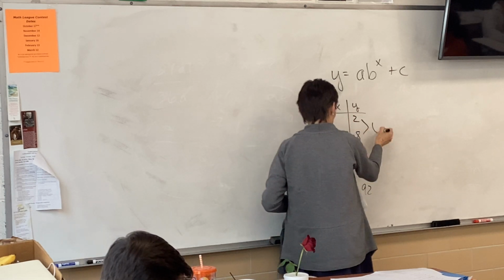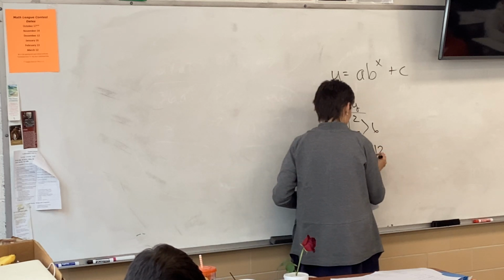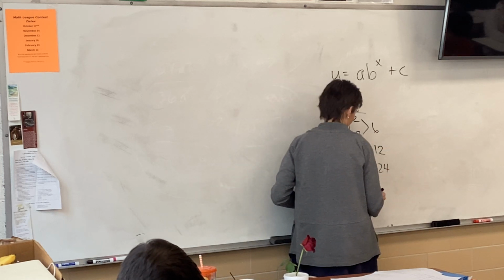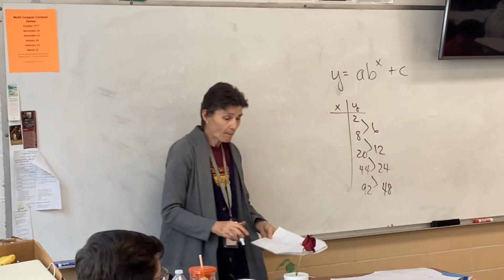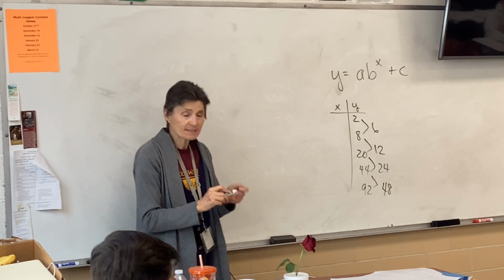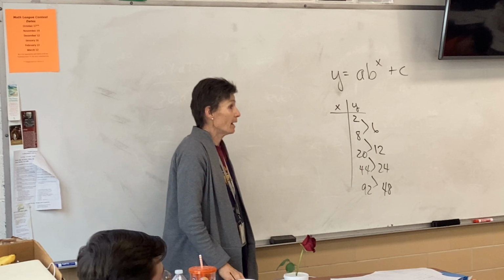Well, 8 minus 2 is 6. 20 minus 8 is 12. This one's going to be 24. And that one's going to be 48. Now, what's happening with those? Clearly, they are not the same. They're all being multiplied by 2.